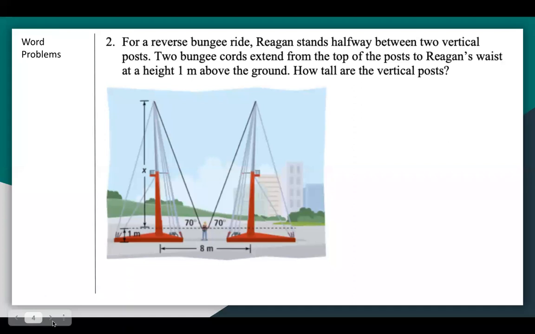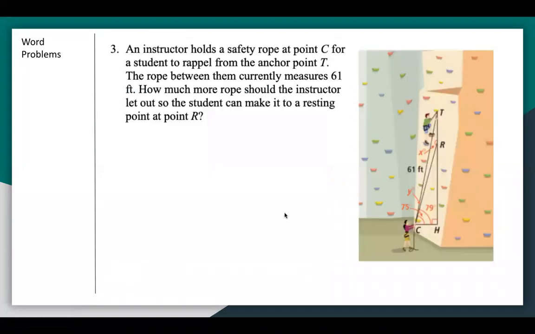Here I say, an instructor holds a safety rope at point C. So at point C right here, the instructor is holding the safety rope for a student to rappel from the anchor point T. The rope between them currently measures 61 feet. We can see that here, that is C to T, 61 feet. How much more rope should the instructor let out so the student can make it to a resting point at point R?